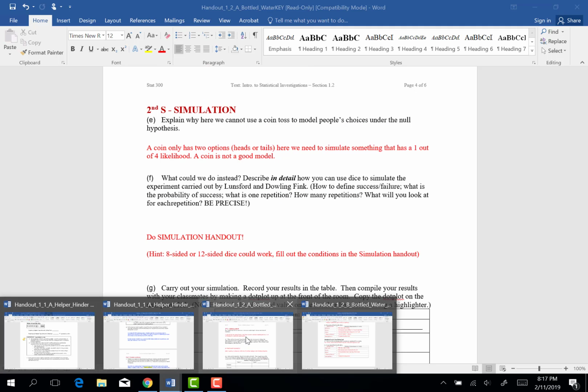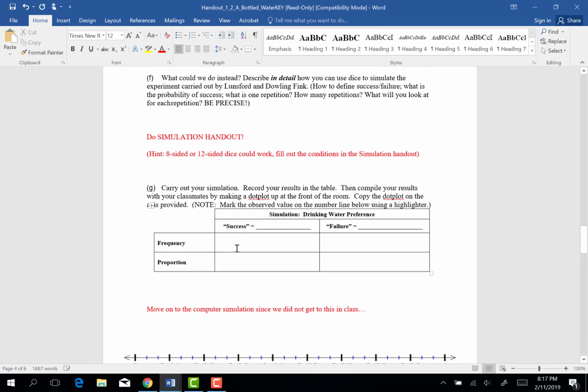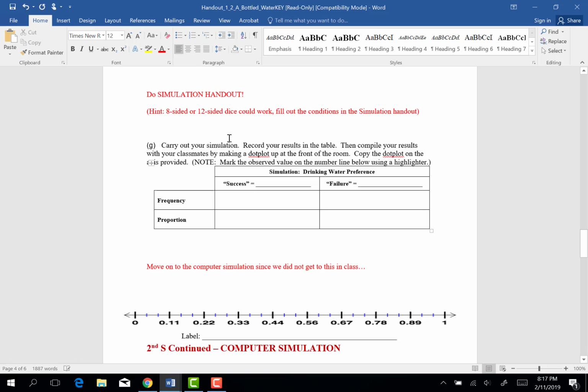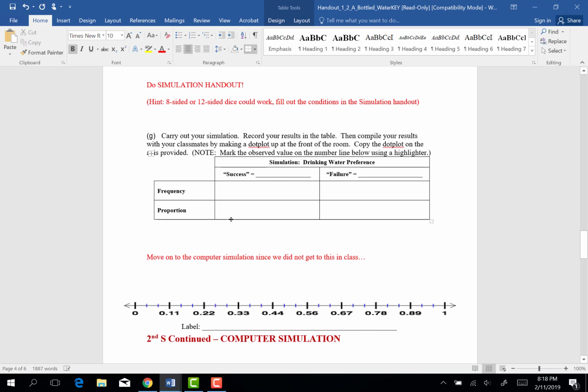So going back to the handout, once you've done the simulation, you will do it using the cards. If you want to do it at home on your own, we will do it here. So do it 27 times. Success will be getting a red card. Failure will be getting a black card. And then, how many red cards do you get? How many black cards do you get? And the proportion will be out of 27.